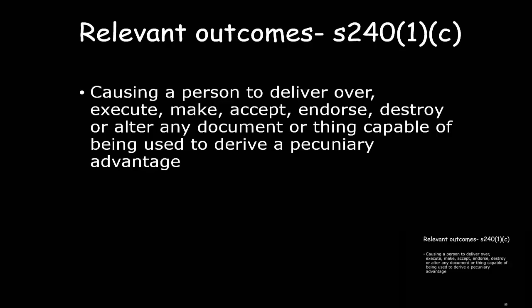Now, as I said earlier, 240 subsection 1c is very rarely ever used. This is where you might cause someone to alter, say, a document to derive a pecuniary advantage. Usually it will fall under the other subsections, which is why it's not used very often.